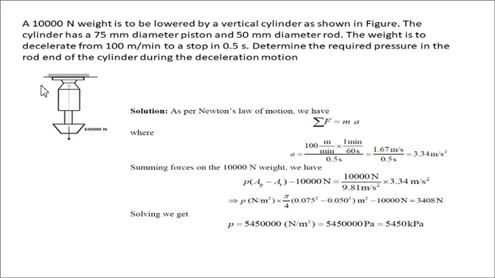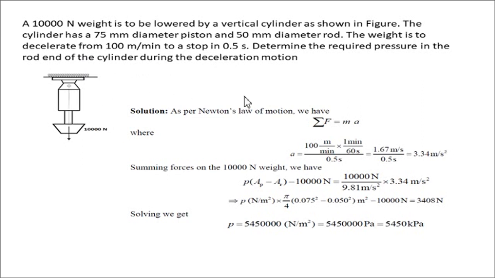So let's consider a numerical. In this numerical we need to find out that there is a 10,000 Newton weight to be lowered by a vertical cylinder as shown in the figure. The cylinder has a 75 mm diameter piston and 50 mm diameter rod. The weight is decelerated from 100 meter per minute to stop in 0.5 seconds. Determine the required pressure in the rod end side of the cylinder during the deceleration motion. So here we know the cylinder dimension.